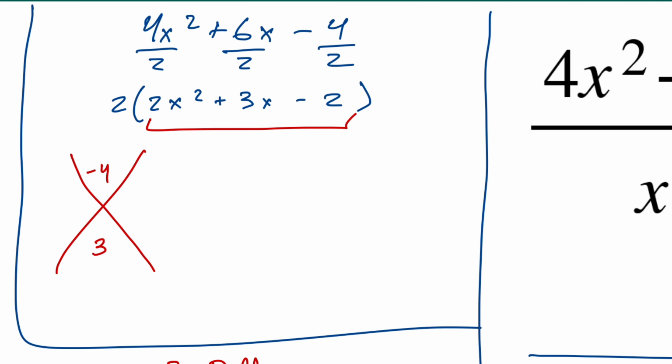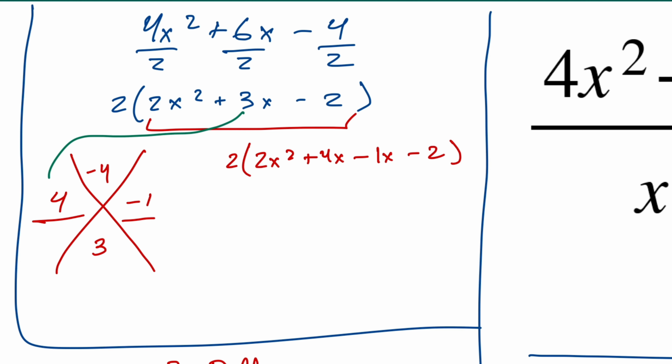We've got to ask ourselves what times what gives us negative 4 that adds to be 3, which would be 4 and negative 1, because 4 minus 1 is 3. 4 times negative 1 is negative 4. And then we have to rewrite our expression by splitting that middle term, this 3x, with these two terms, okay? So we're going to get 2 times 2x squared plus 4x minus 1x minus 2. Now, if you're confused, remember, this 3x split using those numbers, okay?